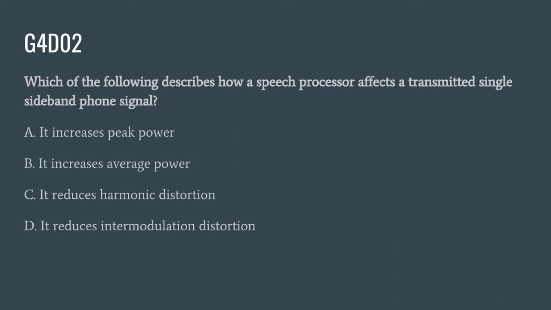G4D02. Which of the following describes how a speech processor affects a transmitted single sideband phone signal? A. It increases peak power. B. It increases average power. C. It reduces harmonic distortion. Or D. It reduces intermodulation distortion. Correct answer B. It increases average power.